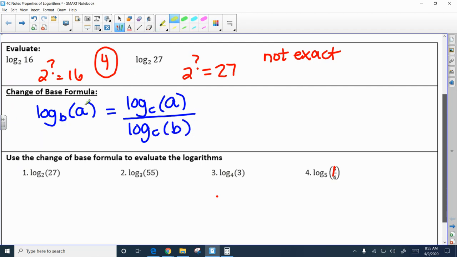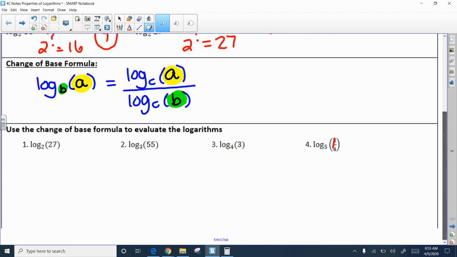So the a and the b are coming from our original logarithm. The base of the original logarithm is b, and then the number we're taking the logarithm of is a. Now this c can be any number we want, meaning we can change it to base 10 or base e, which is what we would want to do because those are the ones we have on our calculator. All right, so on these examples, we're going to use the change of base formula to evaluate logarithms.